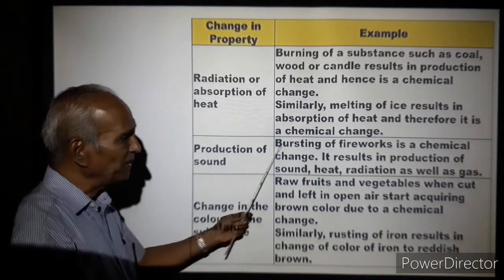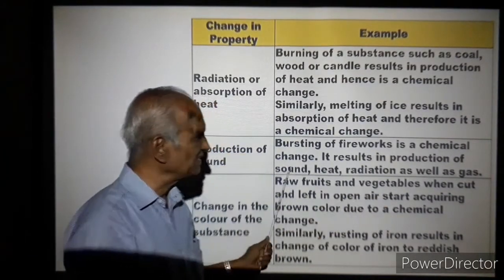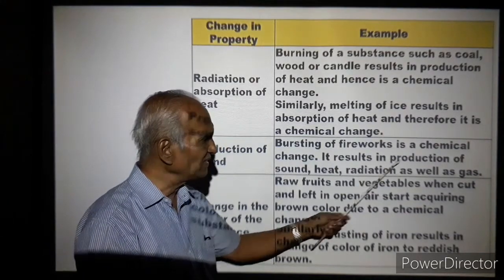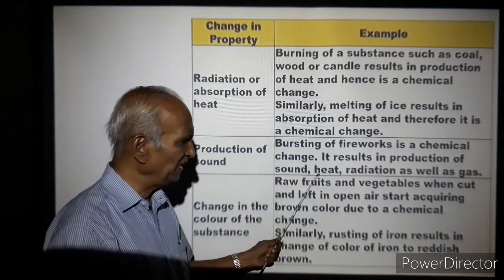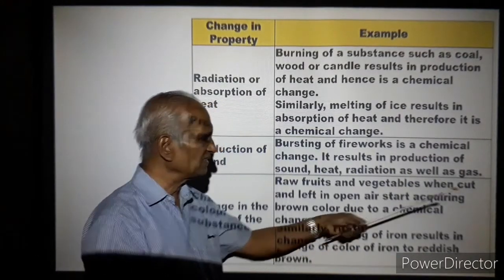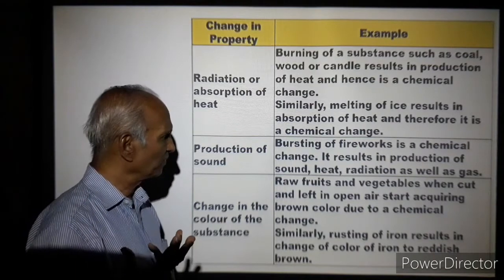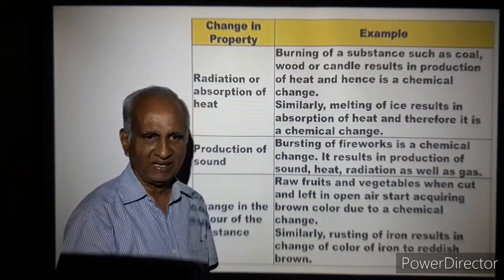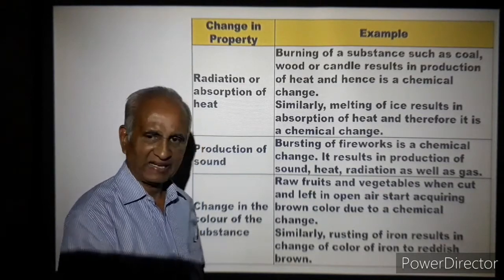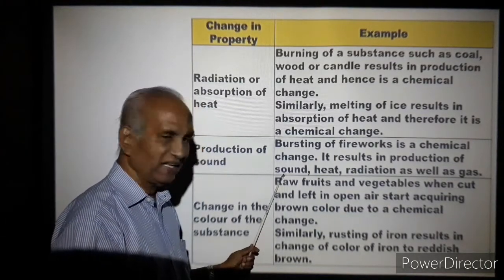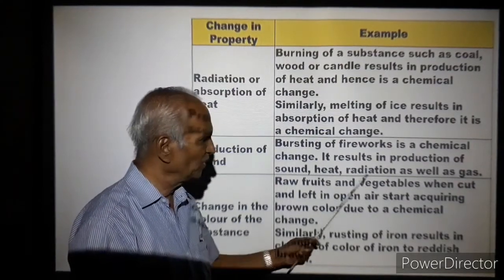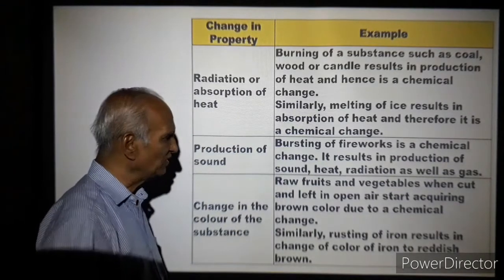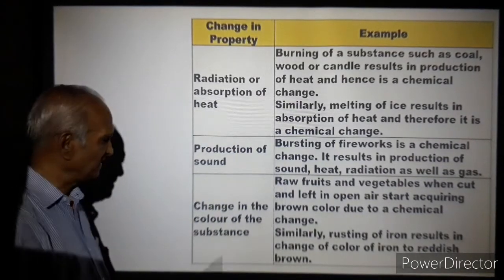Production of sound, bursting of fireworks is a chemical change. All pyrotechnic shows result in production of sound, heat, radiation as well as gas. When the fireworks are there or a pyrotechnic show is there or crackers are burnt, you will have sound, heat, radiation, and gas getting produced. So they are chemical changes.